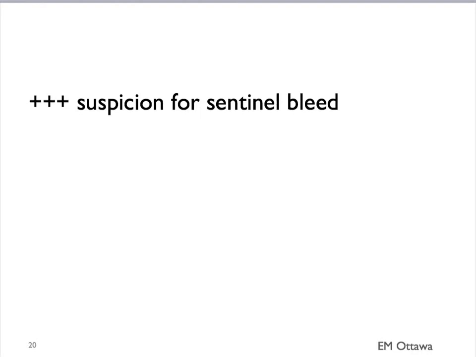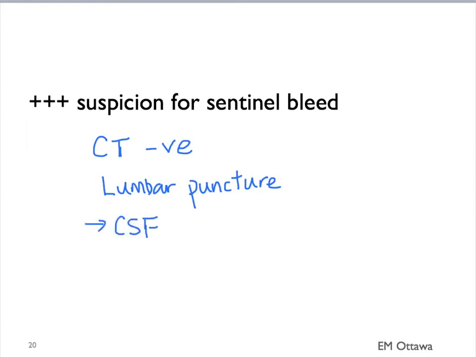Therefore, if you see a patient and you're really worried about a sentinel bleed from the history, you would first order a CT scan. If the CT scan is negative, often we will do a lumbar puncture. That gives us samples of their CSF. In the CSF, we will look for red blood cells and xanthochromia, helping us to diagnose whether there is any blood in the CSF.